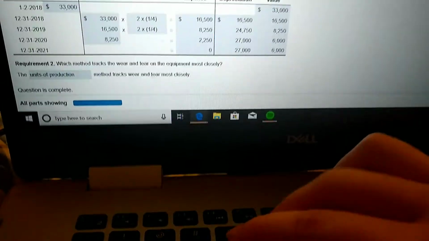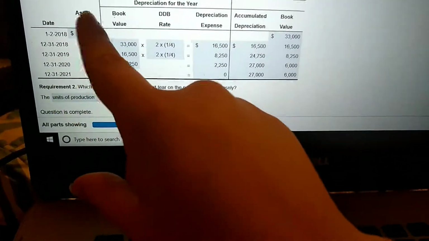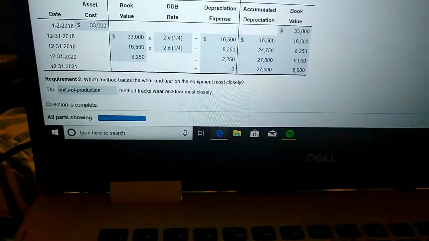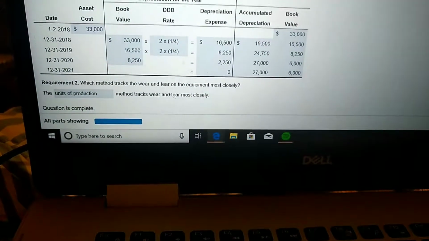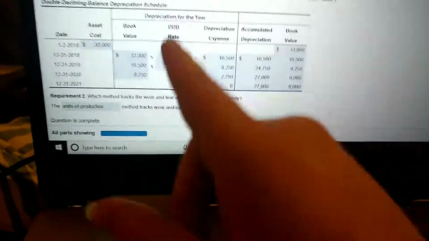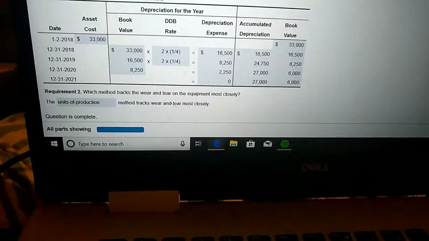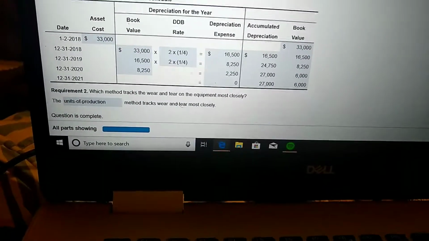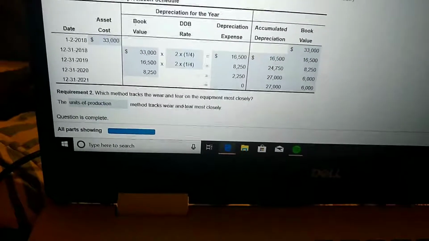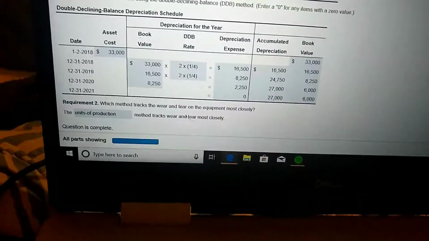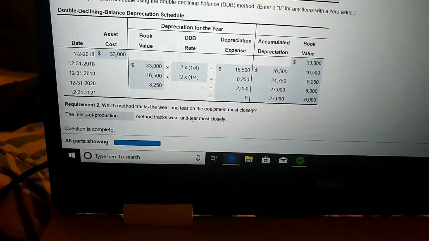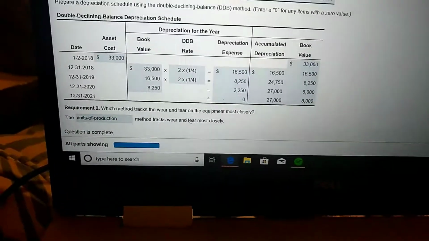Hopefully the last one, the double declining balance depreciation schedule, I explained that, okay, because it is kind of confusing. But once you have the light bulb moment, it makes a lot more sense. Also, don't just copy down the answers, actually work through it, please.